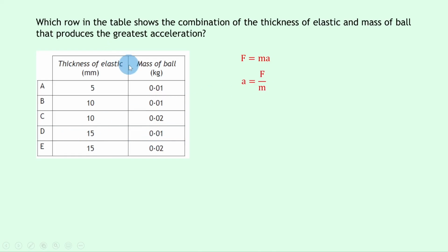Well, first of all, the biggest force is going to be from the biggest thickness of elastic, because remember we were told that in the question. So it's going to be D or E here, the biggest force or the biggest thickness. And we want the smallest mass to give us a bigger value on this side. So the smallest mass is going to be the 0.01 kilogram mass of ball. So this means our answer is D.